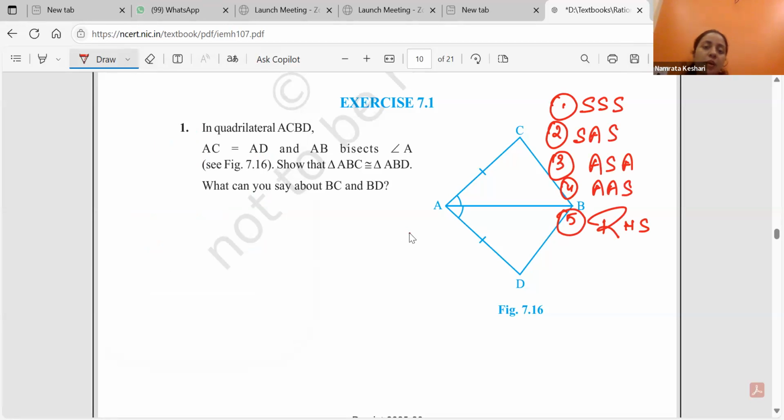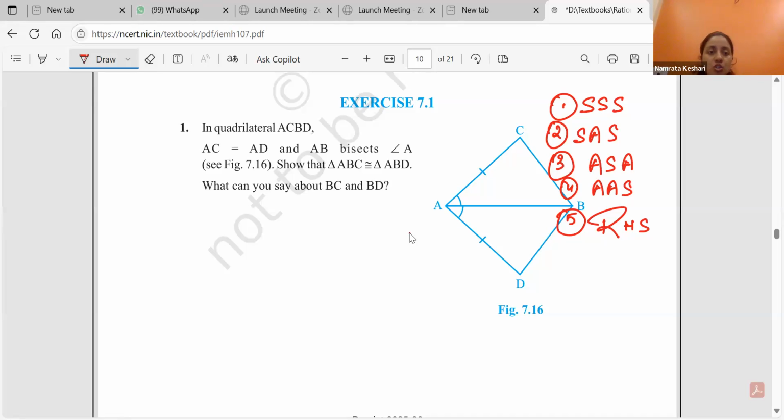These are the bare minimum criteria. Bare minimum data which we can match if possible. If from here we are not able to match any one of them, then confidently we will say the two triangles are not congruent. So all the possibilities we have in hand.